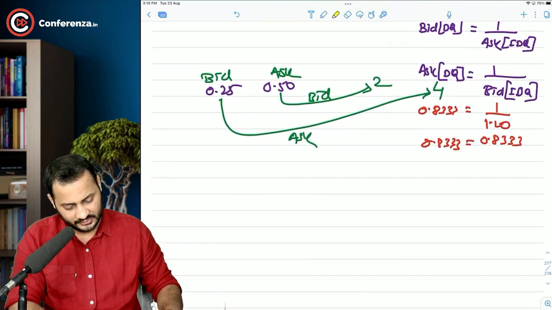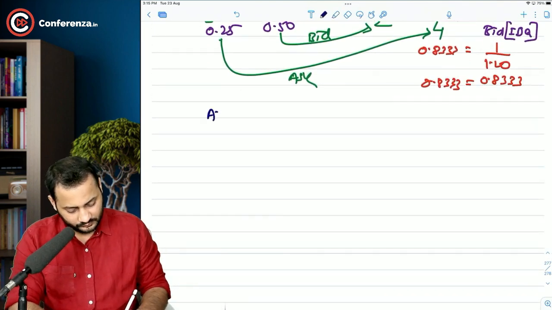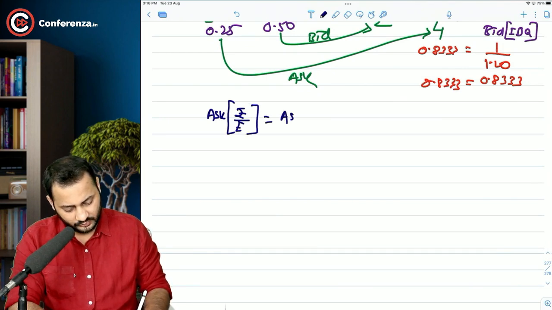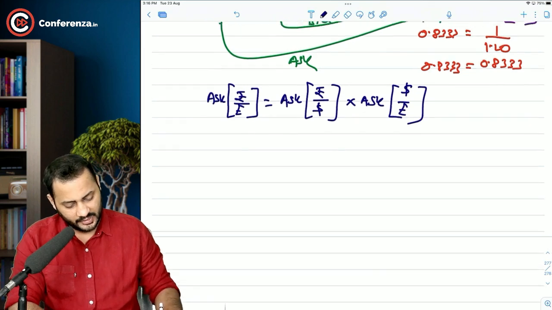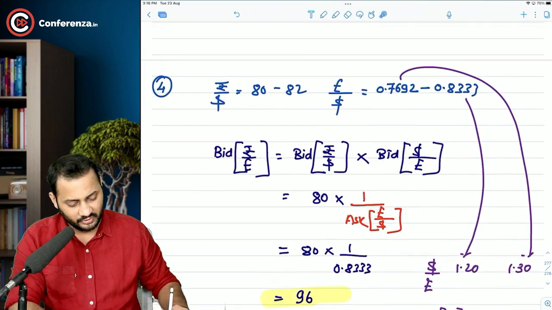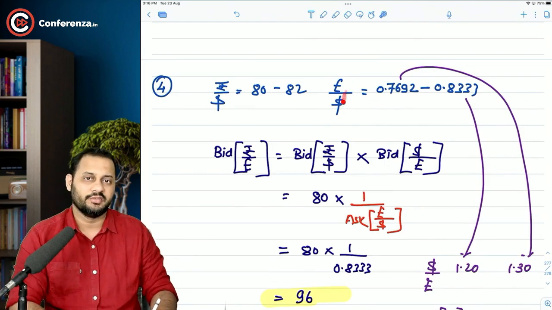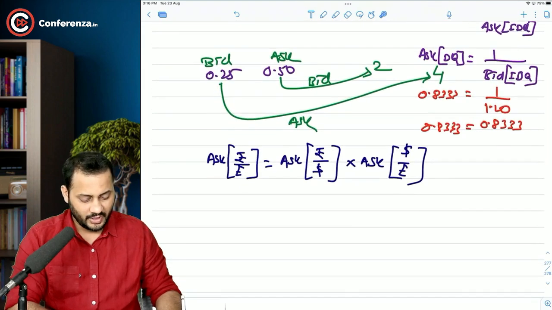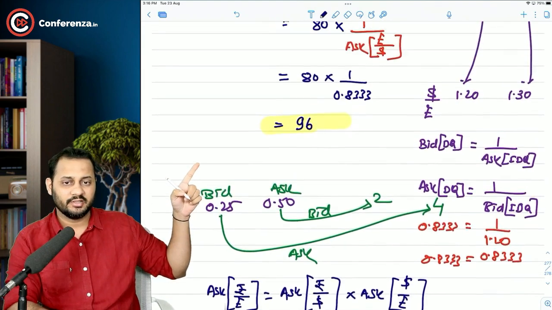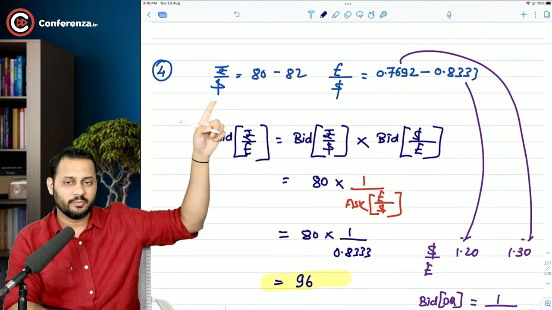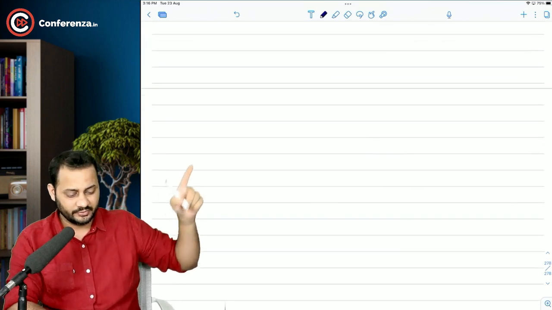Let's write down for ask. Ask of rupees per pound is equal to ask of rupees per dollar multiplied by ask of dollar per pound. And you can clearly see that the dollar per pound is not given. It is pound per dollar which is given. So we have to convert that from direct to indirect, and rupees per dollar is directly given to us, so we can pick the ask of that. Rupees per dollar is given, you can see here, and the ask of that is 82 rupees.